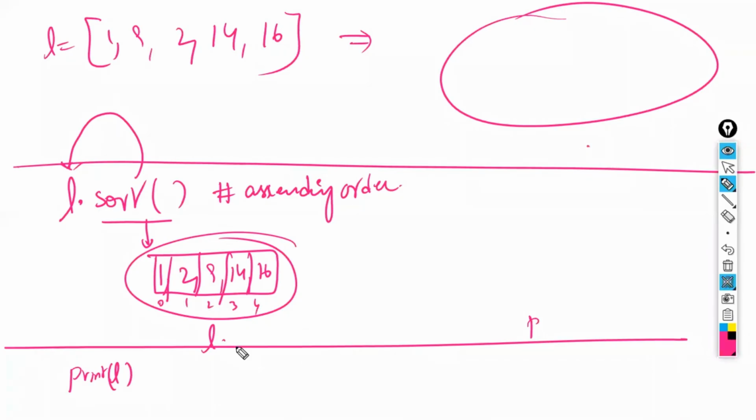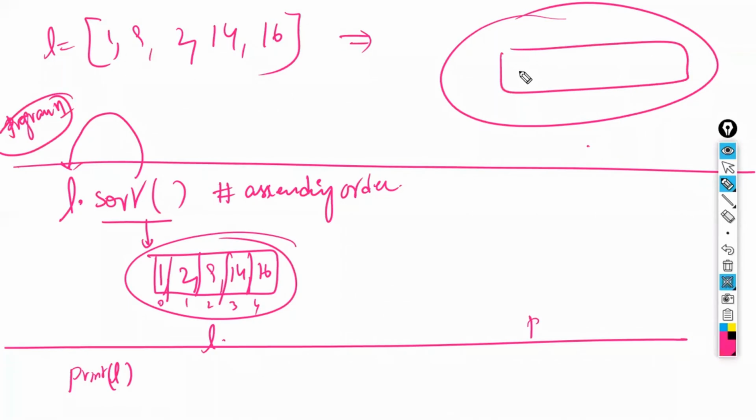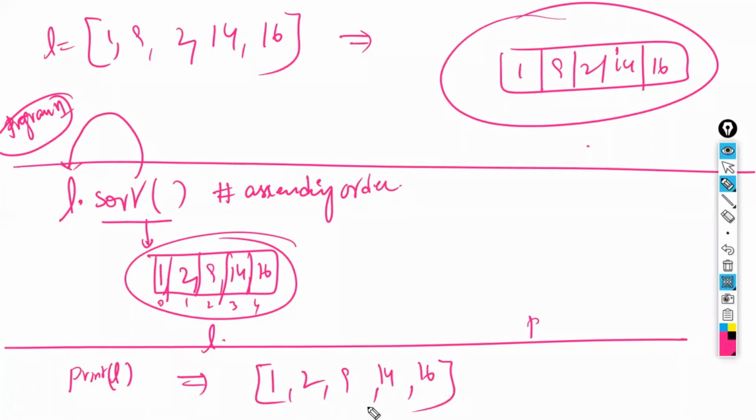Is it clear? This is with respect to program number 1. Whatever I have written is program 1. This program consists of 3 lines of code. First line is the original list, that is 1, 9, 2, 14, and 16. First line of code, second line of code, third line of code. The output is 1, 2, 9, 14, 16. For this program, this is the output.